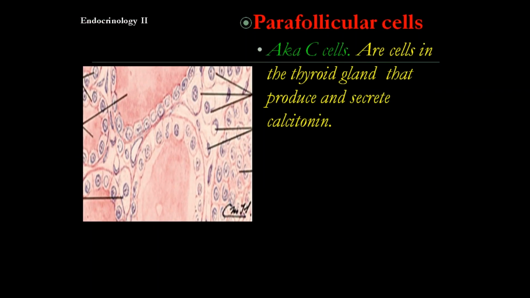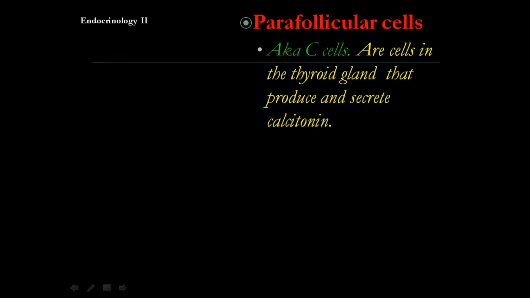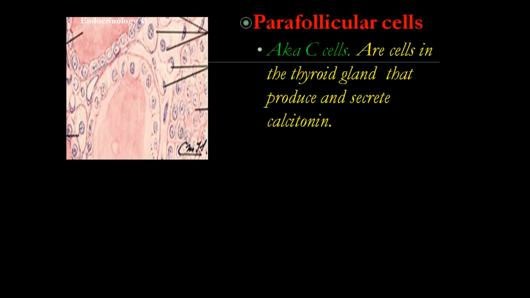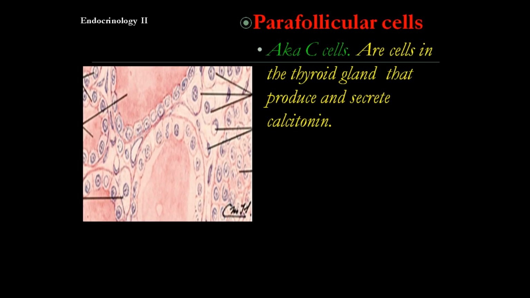Let's talk about the parafollicular cells. The parafollicular cells, called the C cells, are cells in the thyroid gland that produce and secrete calcitonin. If we remember, the thyroid gland secretes the T3, the T4, the reverse T3, and it is also going to secrete the calcitonin. The reverse T3 is not really a functional hormone. We don't know what the use of the reverse T3 is, and we are going to talk about the T3 and T4, all right, and the calcitonin.